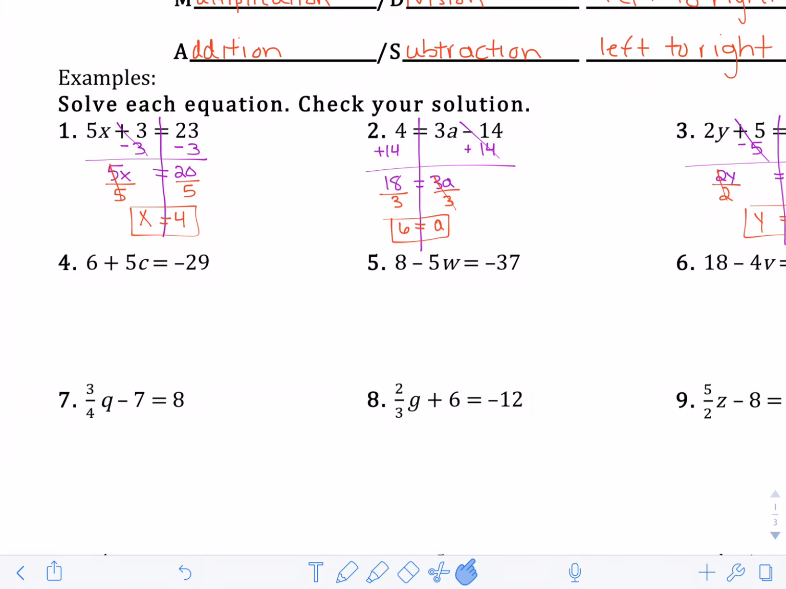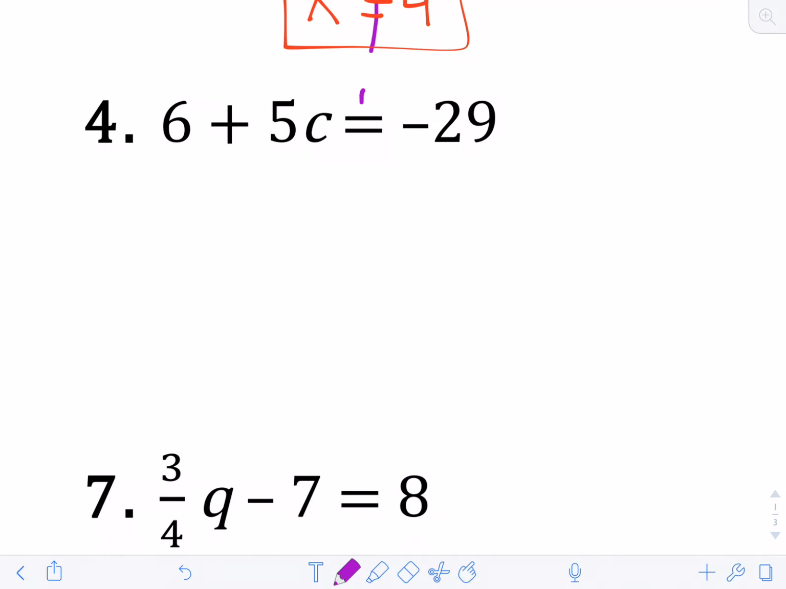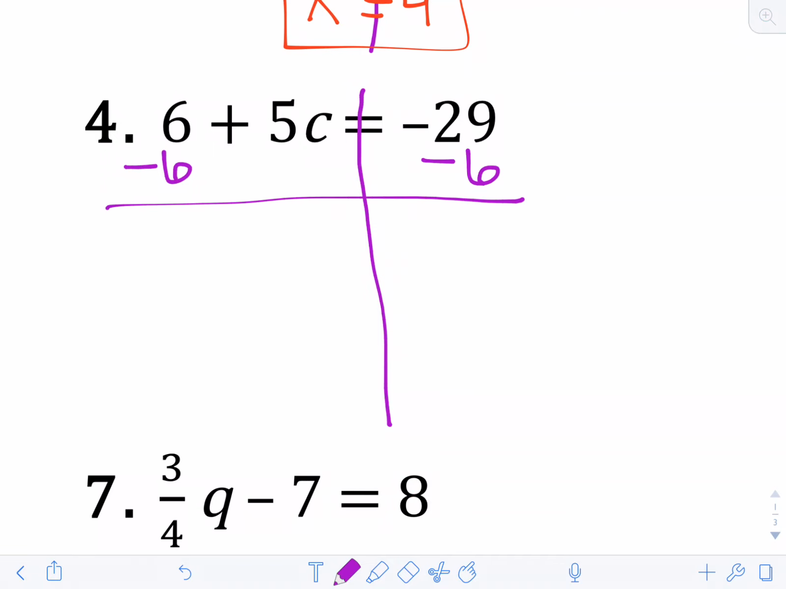Alright, number 4. Okay, so again, draw my line on the equal sign. I've got to get that C all by itself, so we're going to do the opposite of PEMDAS. So we're going to go backwards in PEMDAS. The last step in PEMDAS is the addition subtraction. So I'm going to look, do I see any addition subtraction? And yes, I have the 6 out here that was added to the 5C. So I've got to get rid of this positive 6 by subtracting it. So my 6's, that's a 0 pair, cross out. I have 5 C's left over.